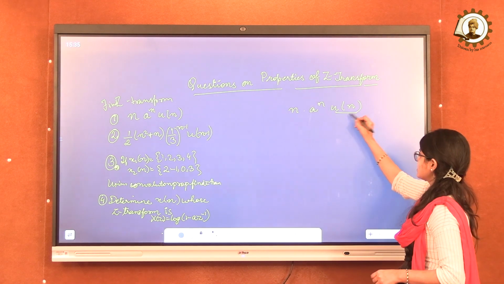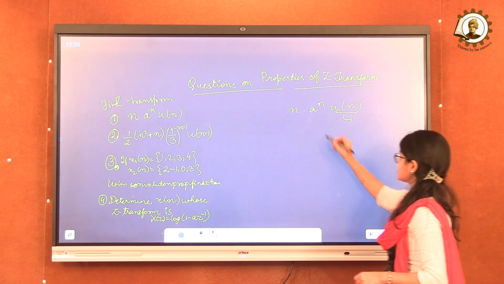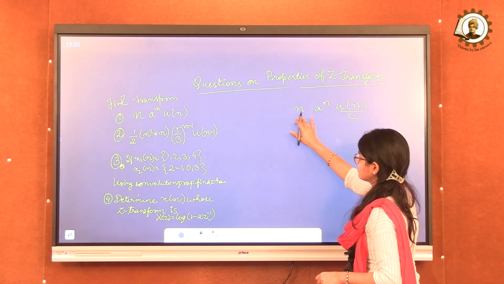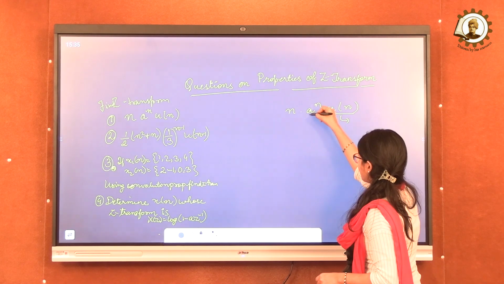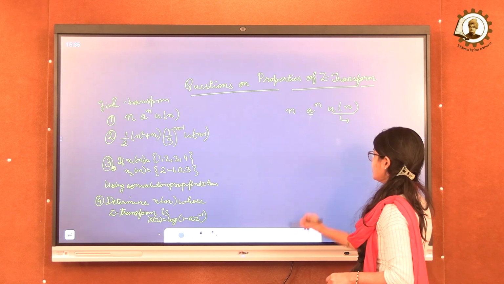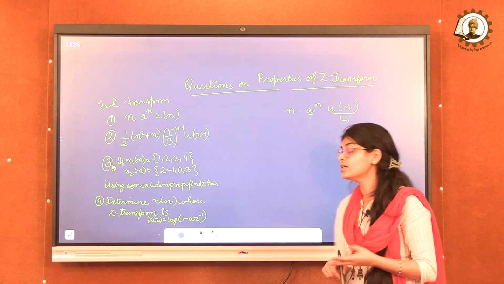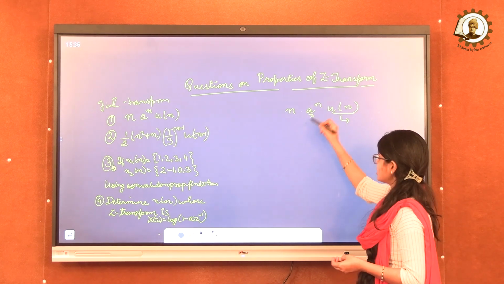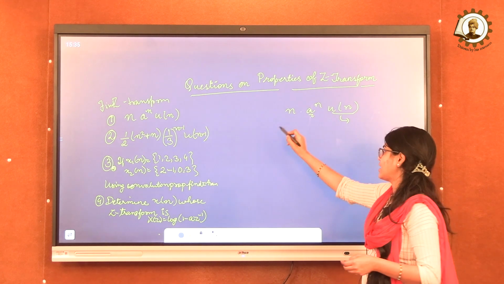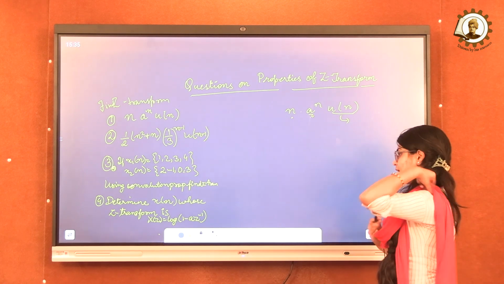See, this first is the unit step sequence. This is multiplied by an exponent, that is a to the power n, and then again it is multiplied by n. So there are two properties involved here, multiplication by an exponential and also multiplication by n. So let us start doing this.